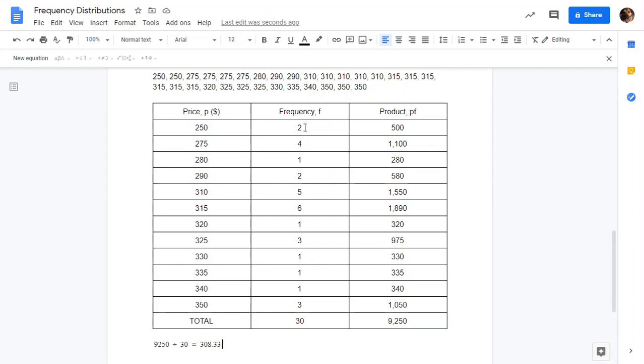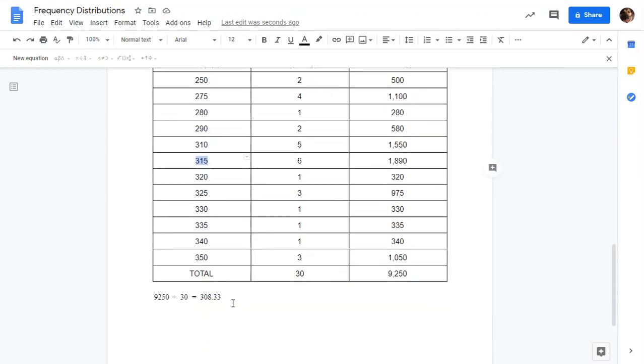So let's just count here. We've got 2 plus 4 is 6, 7, 9, 14, and then 15 and 16 are both $315. So let's see, I should label this. Our mean is 308.33. Our median is going to be 315. Since the 15th and 16th values were both the same number, we don't really have to average. We just say that the median is $315.